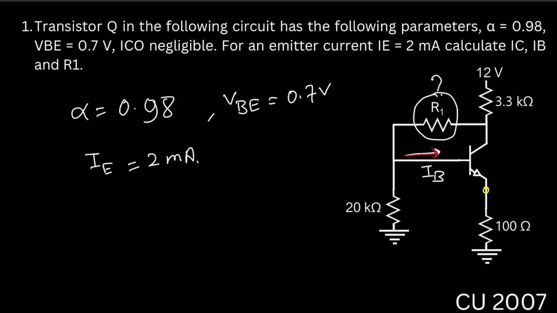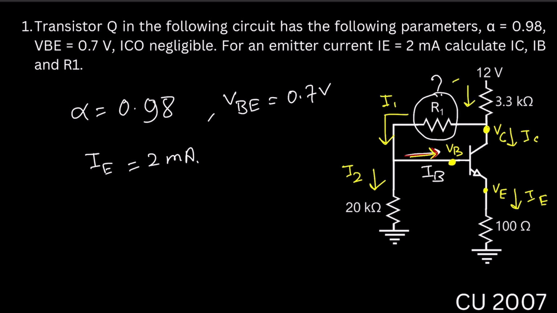Here, this is the emitter terminal, and here I write down the voltage VE. This is the collector terminal, and here we assume the voltage is VC, and this point will be base, VB. This current will be emitter current IE, this current is IB, and this current will be IC. Here we assume the current will be I2. In R1 the current will be I1, and from the source the current I assume is IS.